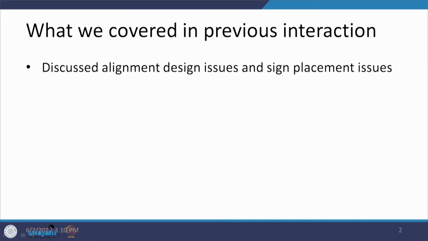Dear students, let us try to complete our module 3, which is related with the alignment design. In the previous interaction, we have looked at various types of photographs or drawings in which we tried to find out the issues which are there and what could have been the possible things by which those could have been resolved so as to provide a safe environment and an efficient road network or alignment.